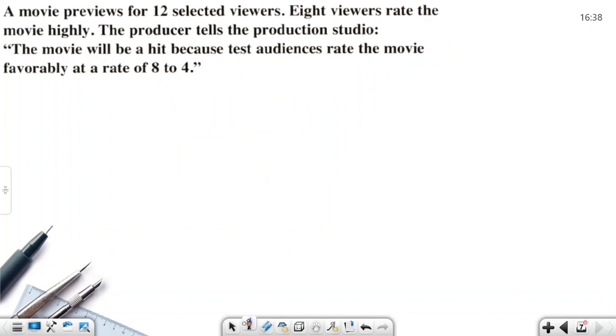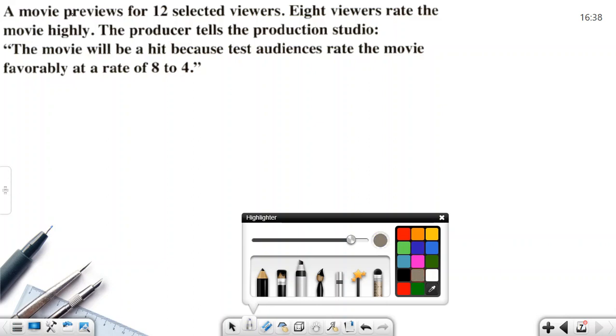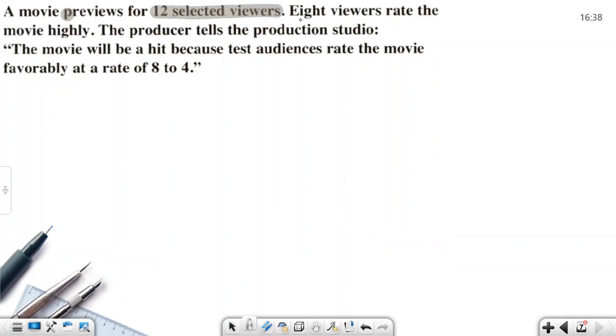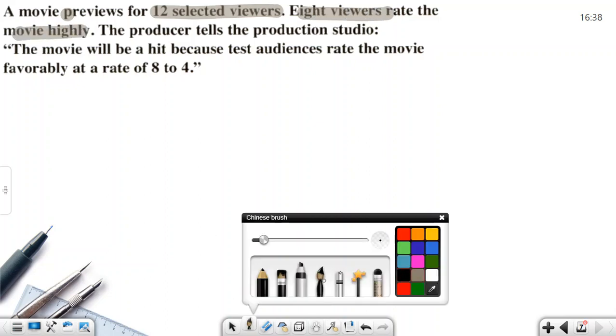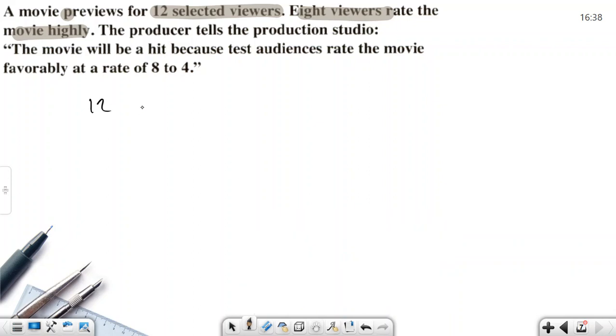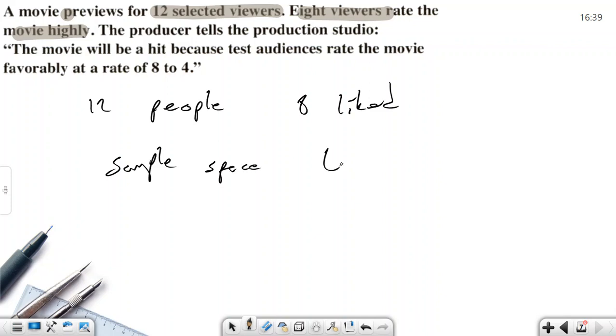So that's the last example. A movie premieres for 12 selected viewers. 8 viewers rate the movie highly. Think about it. There's a new movie coming up, and only 12 people watch it and 8 like it. Can you say all people are going to like it too? No. Why? 12 people is very low. So the sample we ask is too low. At least ask 100 people. What, 12? That's the mistake.